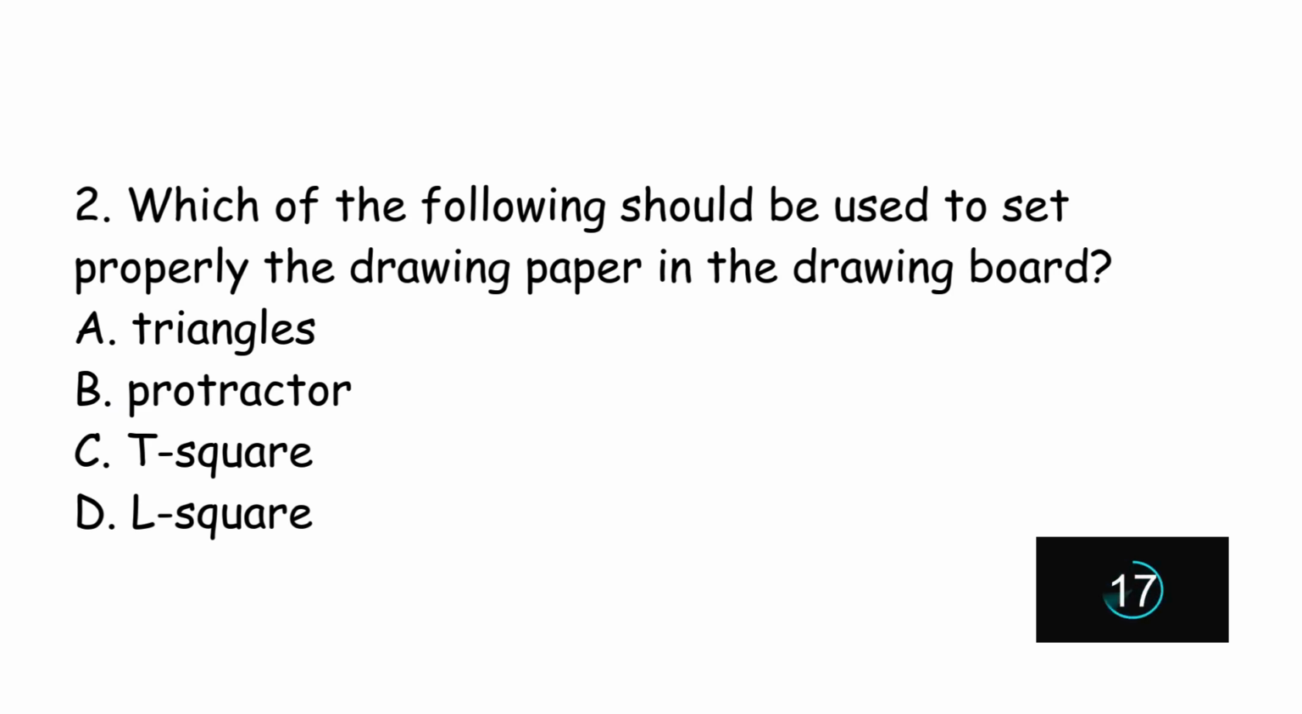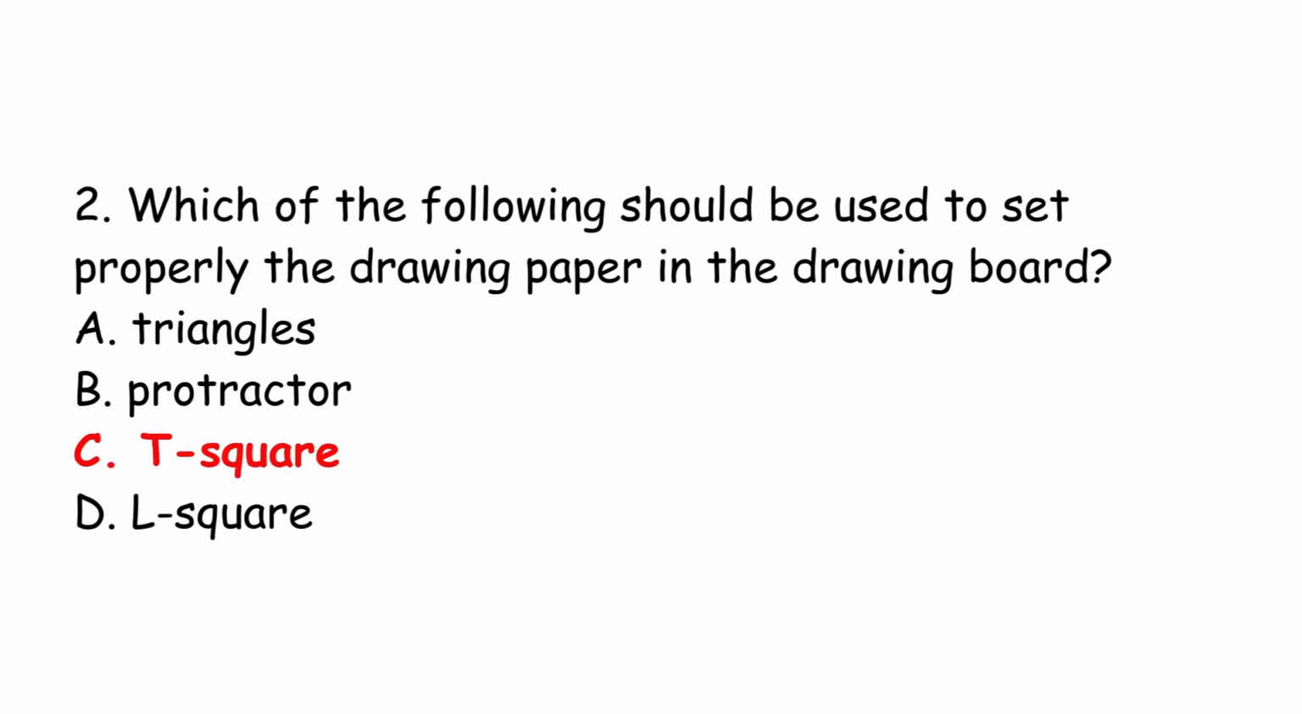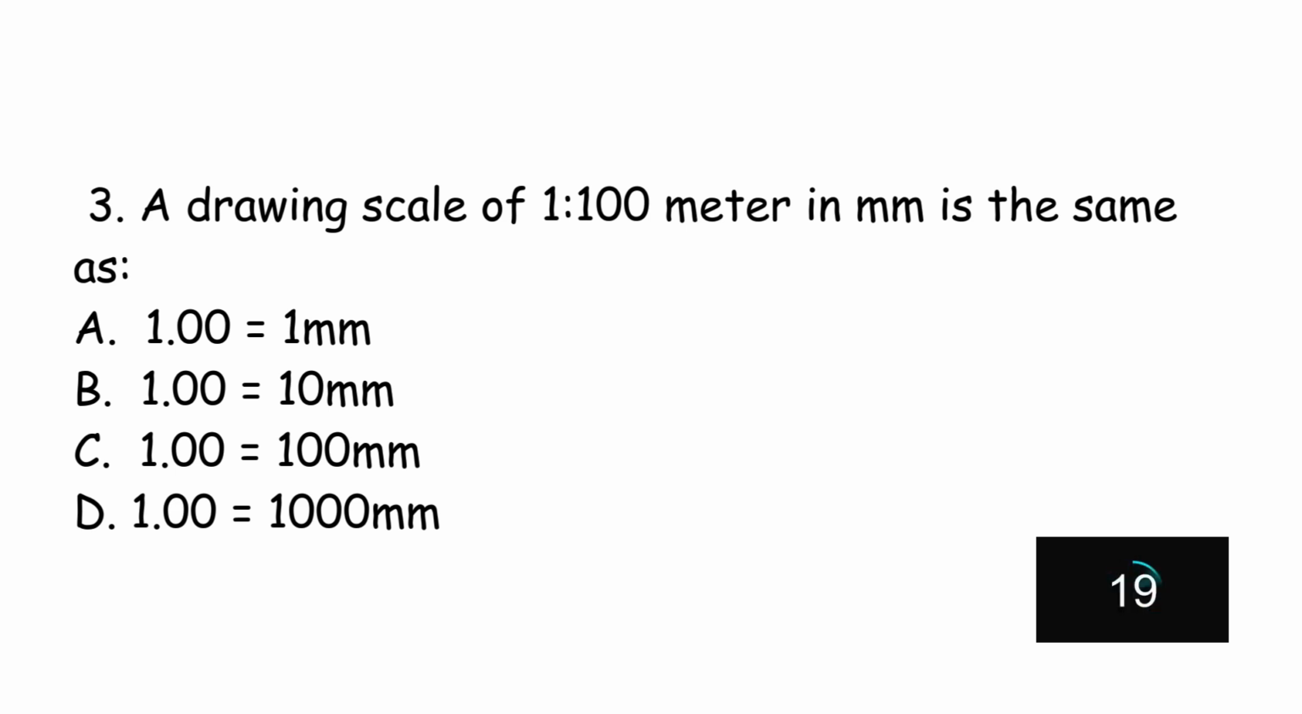Question number 2. Which of the following should be used to set properly the drawing paper in the drawing board? A. Triangles. B. Protractor. C. T-square. D. L-square. The correct answer is C. T-square.